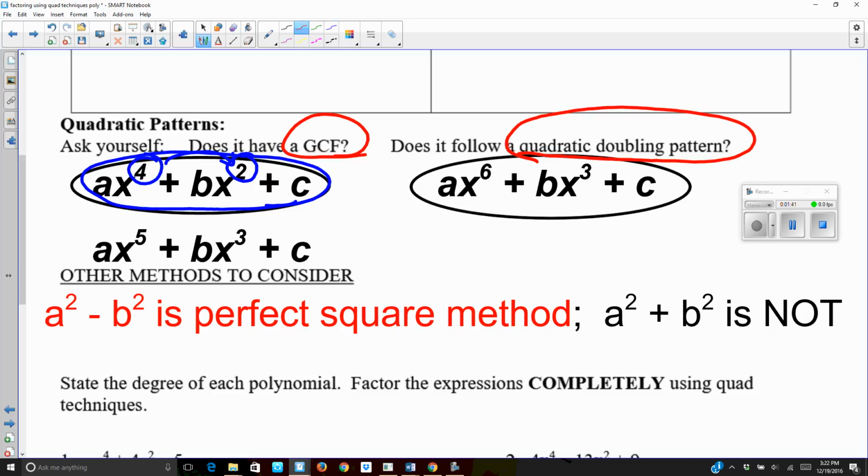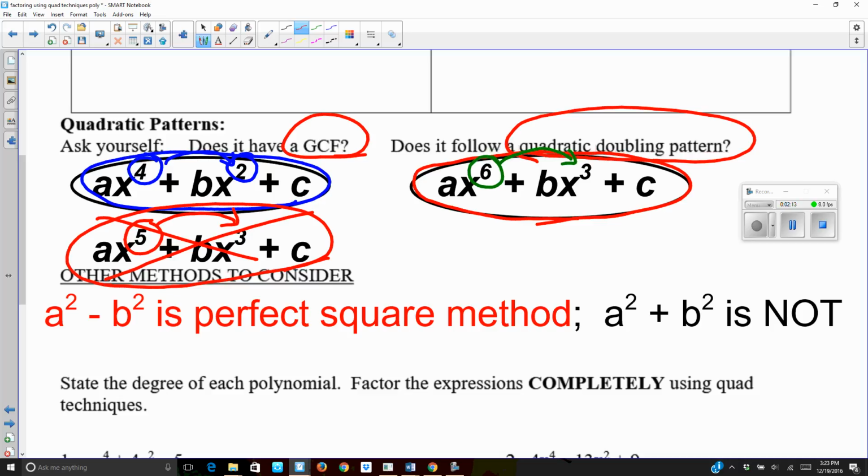And you look at the second example, the largest exponent is 6. Well, that 6 is double the middle exponent, 3, so it can be factored. It's following that quadratic doubling pattern. And this final example does not follow the quadratic doubling pattern because 5 is not double 3. So the largest exponent has to be double the middle exponent to be able to be factored. So that third one would be prime, and you can't factor it.